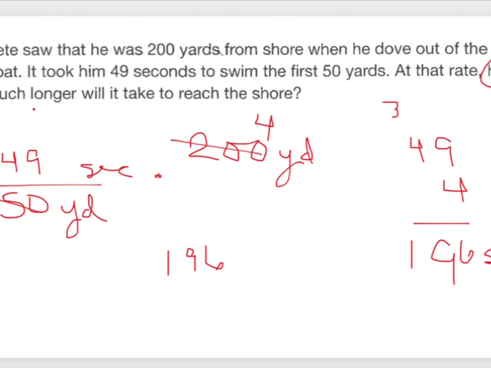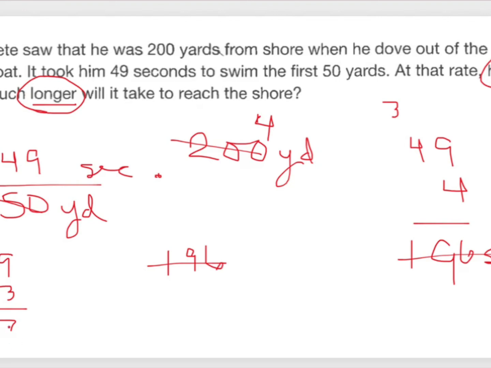How much longer? So it's not 196 seconds. How much longer would only be 3 times, right? Because he already swam the 49. He has to swim 3 times that more. So it's not 196 because it didn't say how long will it take him to swim the 200 yards. It said how much longer will it take him to reach the shore. So 49 times 3 is how much longer, which we have to multiply again, is 27, 12, 13, 14.